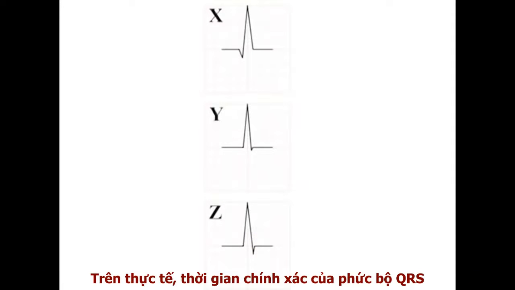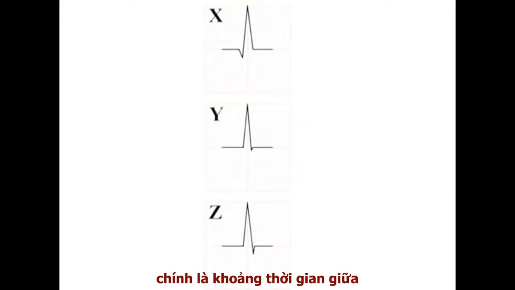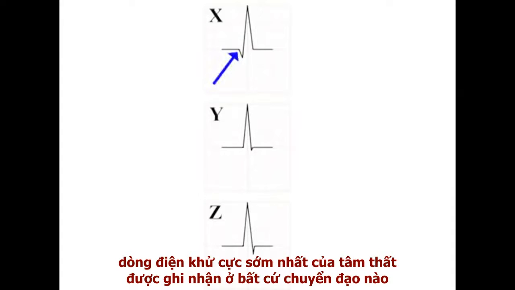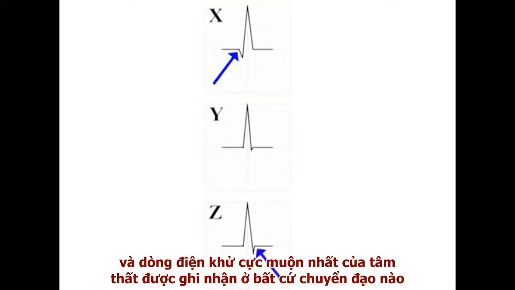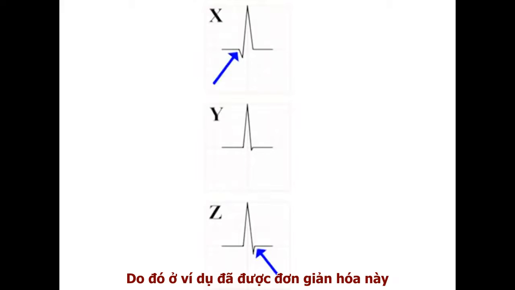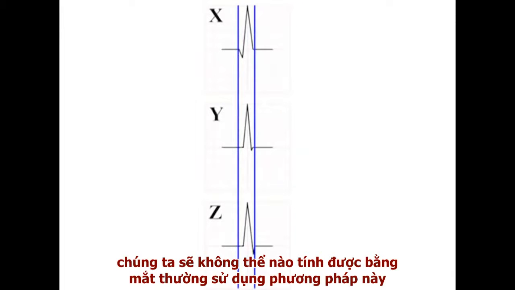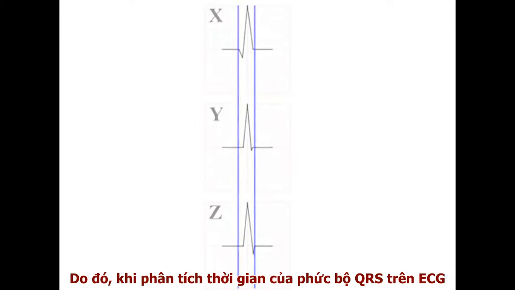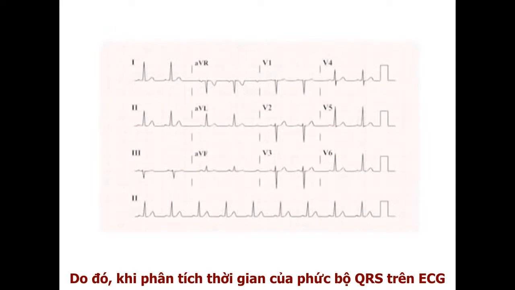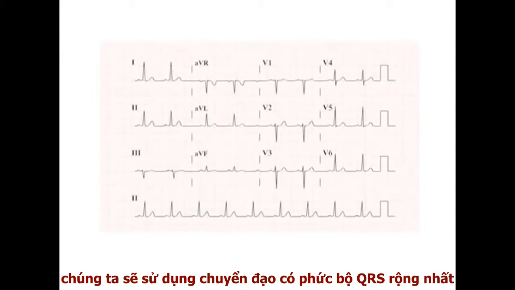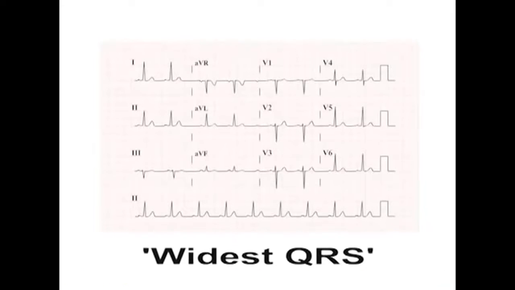In fact, the true QRS duration is represented by the difference in time between the earliest ventricular depolarizing current detected in any lead and the latest ventricular depolarizing current detected in any lead. So in this simplified example, the true QRS duration is enclosed between the blue lines. Extending this type of analysis to 12 leads is obviously not possible with the human eye. As a compromise, when analysing the QRS duration on an ECG, we choose the lead with the widest QRS duration.